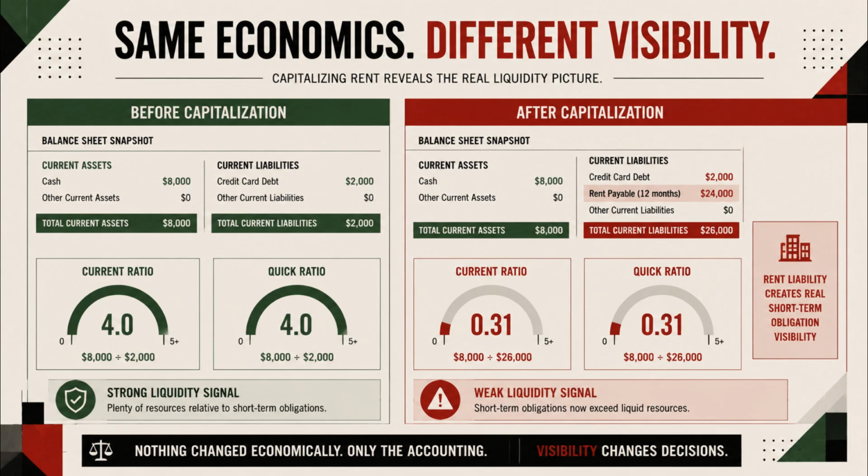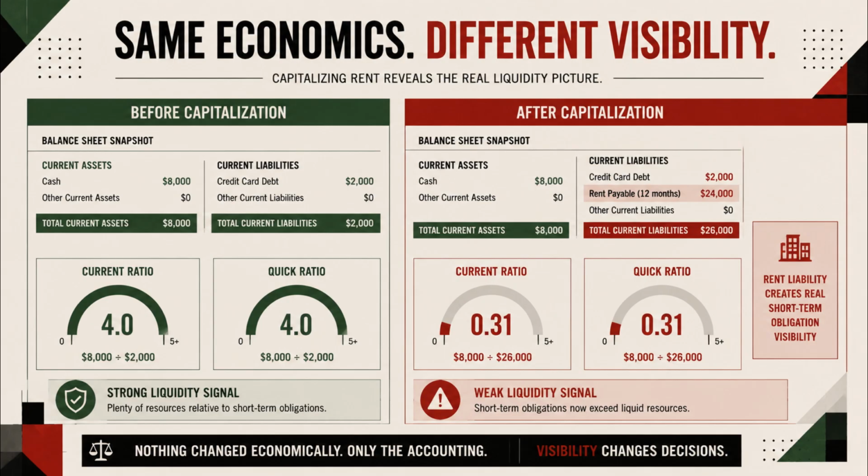Before capitalization, assume that we have cash of $8,000 and credit card debt of $2,000. That's it. So our current ratio is going to be our current assets, which is $8,000, divided by $2,000, which is our current liability, or 4.0. Our quick ratio is also 4.0 because we only have cash as the asset. At first glance, this individual appears extremely liquid.